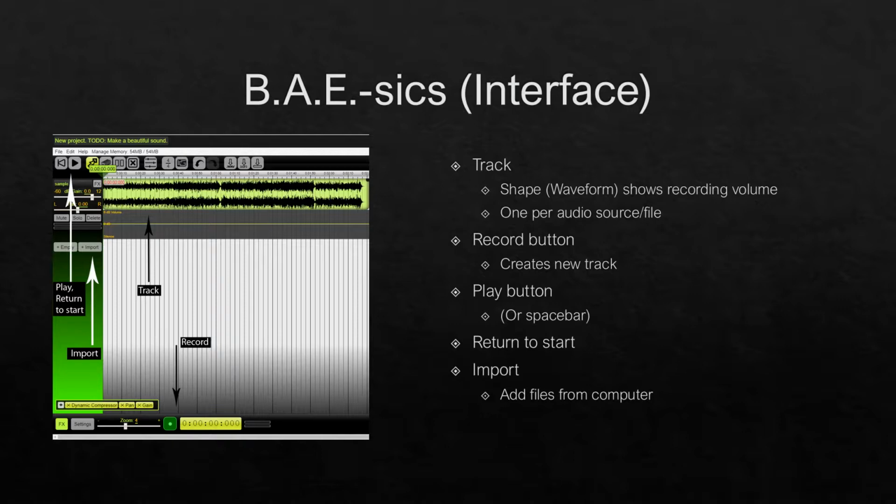Lastly, beneath the waveforms for all the existing tracks, you will see a button that says Import. This will allow you to add an audio file from your computer to BAE. This can allow you to add in outside audio files to your BAE project or reuse work you have previously recorded. We will take advantage of both these possibilities later.